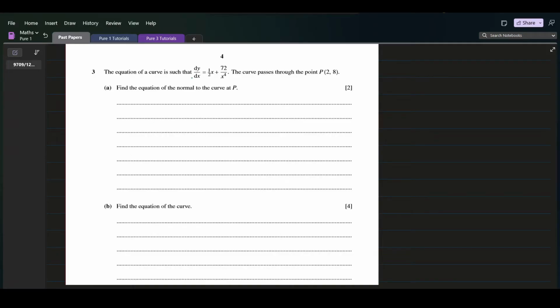Okay, we're given the gradient function dy/dx, so we can use that function to find the gradient of the tangent at the point P, or when x is equal to 2.